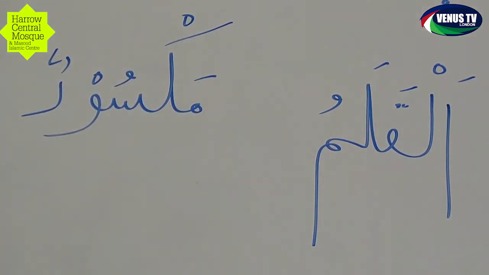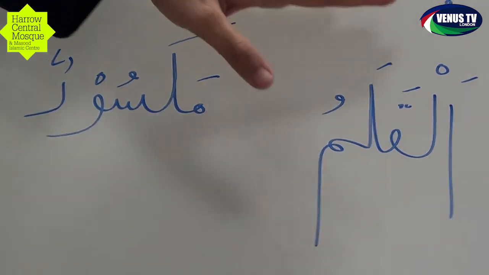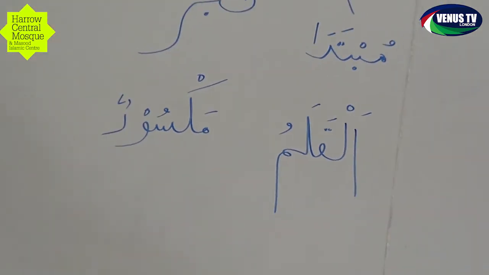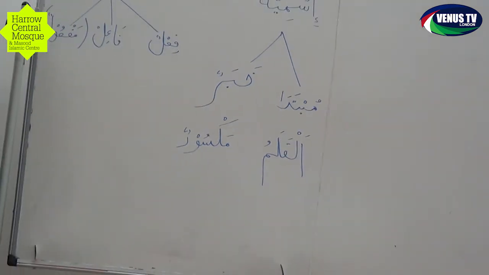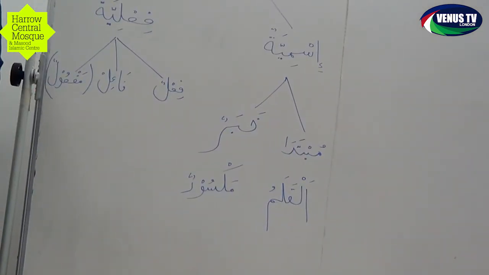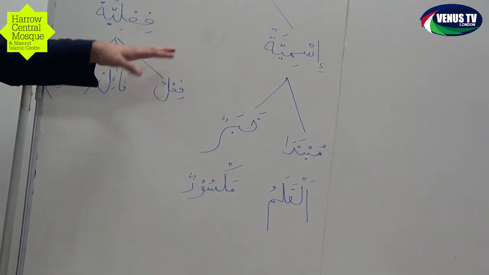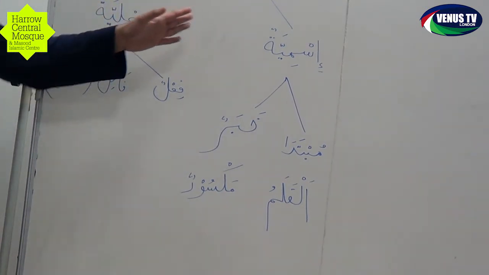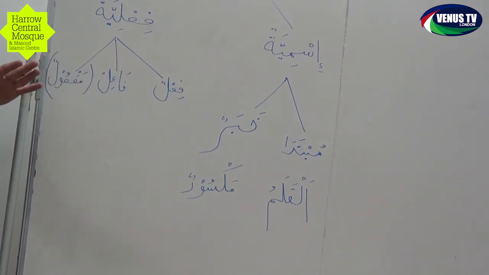That's what is important. Hence, coming back to this, is Jumla Ismiya. Jumla Ismiya: Mubtada and Khabar. Mubtada is what we say? Introduction. Khabar is? Information. And let me just quickly come over here. This, at this stage, is irrelevant. It's not important, but just know this.